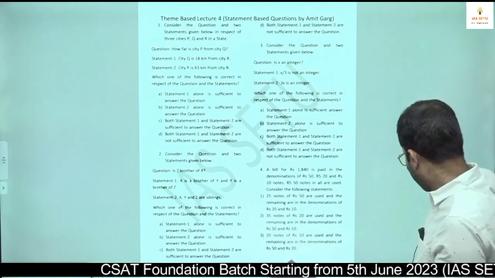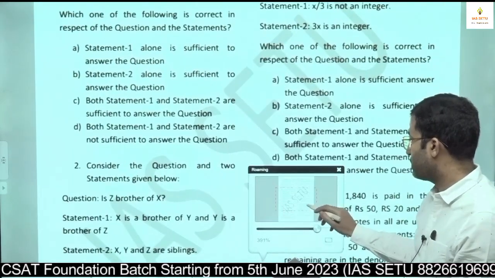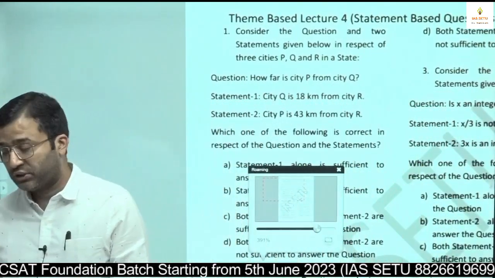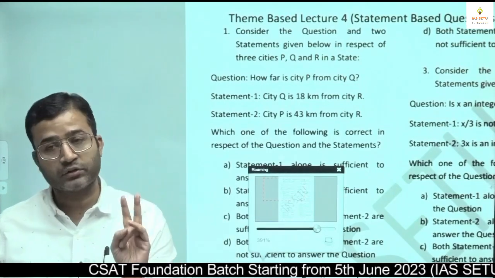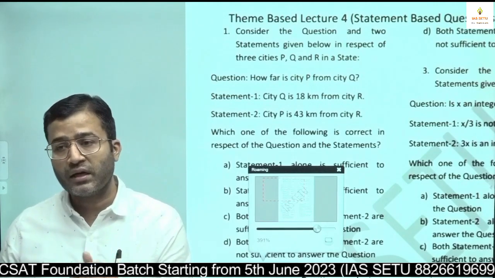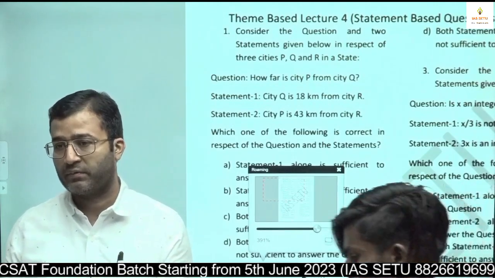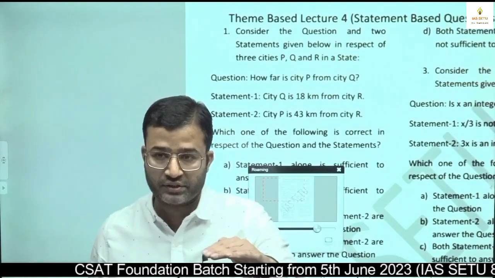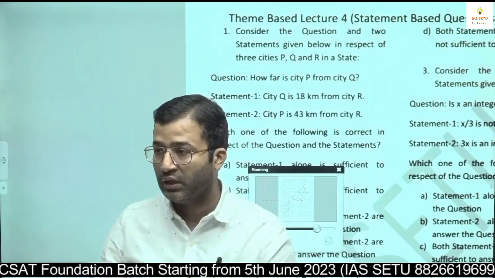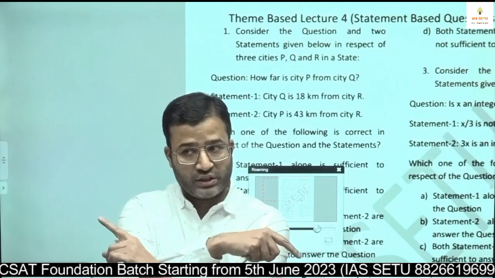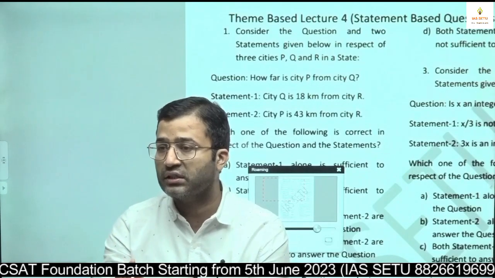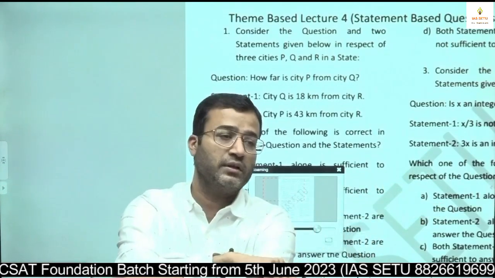Question number 1. Consider the question and two statements given below with respect to 3 cities P, Q, R in a state. And I tell you, the examiner is playing on a favorite pattern, because they know the student thinks only this. The examiner is one level above, and more or less you will find a similar pattern in different questions. In number ranking we did that question, Salman Khan, Shahrukh Khan. Even this P, Q, R. Because they know there are certain students who are not able to think about flipping the position.